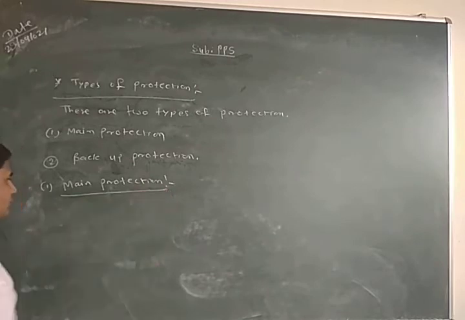Main protection. We have discussed that in our power system, all the components of the power system are protected with the help of protective zones. So main protection means if the protective scheme of that zone operates to protect the device, then it is known as main protection. So it is the first line of defense.